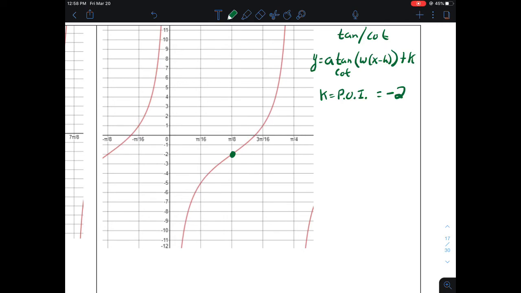Now, I can't necessarily go find out what a is right off the bat. I have to kind of save a for a minute to come back to it. And after I find my period, so I'm going to jump in to find period here.